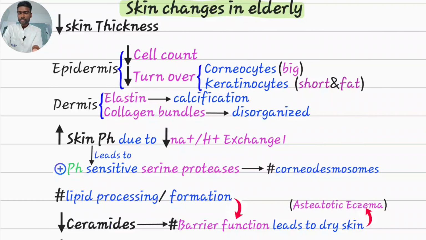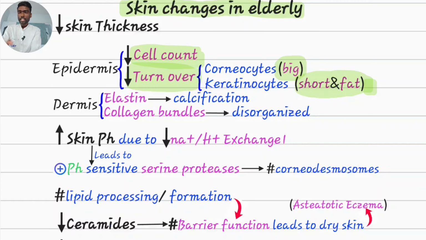Skin changes in elderly. There will be reduction in skin thickness. In epidermis, there will be reduction in overall cell count and cell turnover. Cellular turnover means stratum basal cells differentiating into spinous layer cells, then to granular layer cells, then to corneocytes, and ultimately shedding off. This turnover will be reduced, which leads to big corneocytes, short and fat keratinocytes.